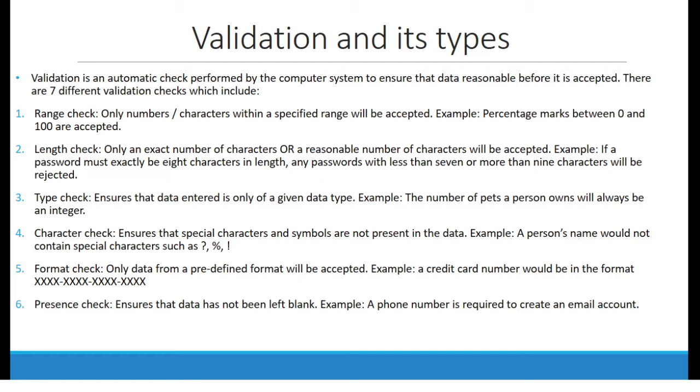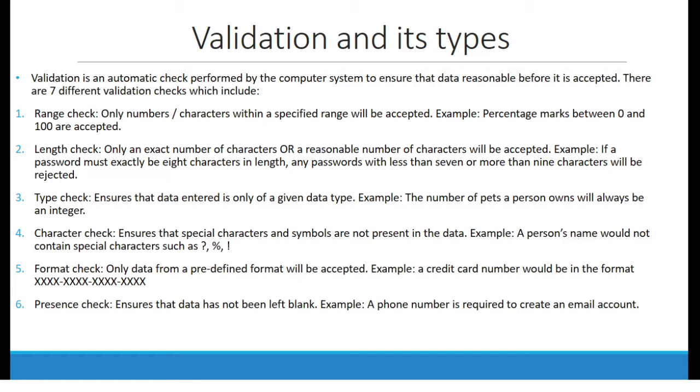Character check ensures that special characters and symbols are not present in the data. For example, a person's name would not contain special characters such as the question mark, percentage symbol, or the exclamation mark symbol. Format check. Only data from a predefined format will be accepted. For example, a credit card would be in the following format.